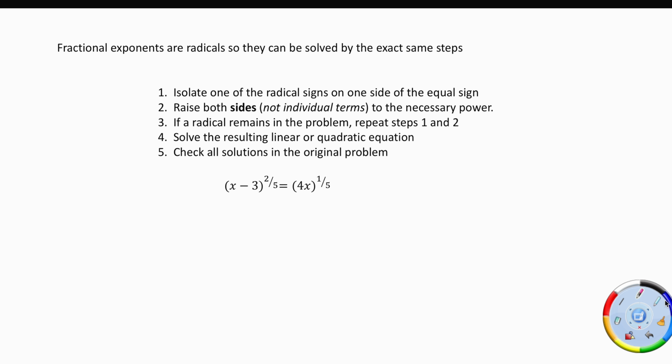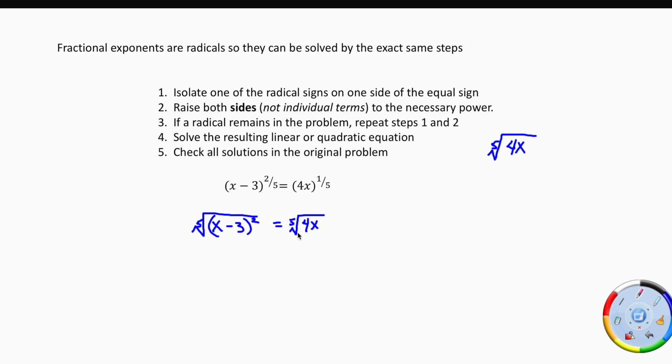Okay, same thing for this one. Realizing that fractional exponents are radicals, think about this. I can write that 4x to the 1/5, and hopefully we should know this, is the same thing as the 5th root of 4x. So these fractional exponents really mean radicals. I can change this problem to the 5th root of x minus 3 squared, and the 5th root of 4x.